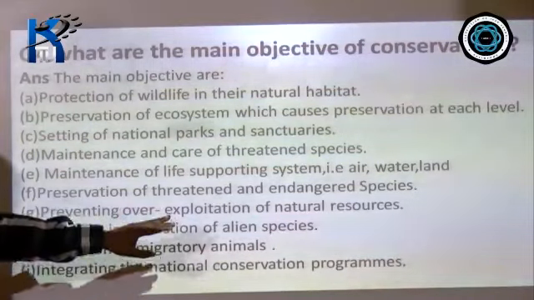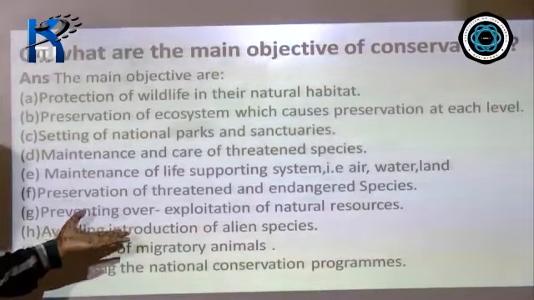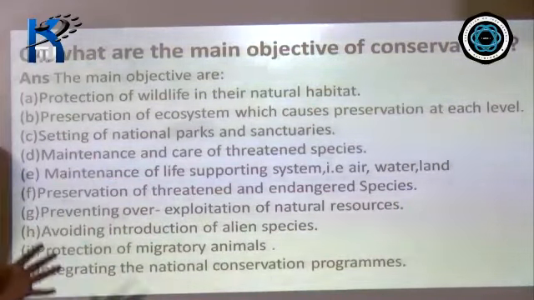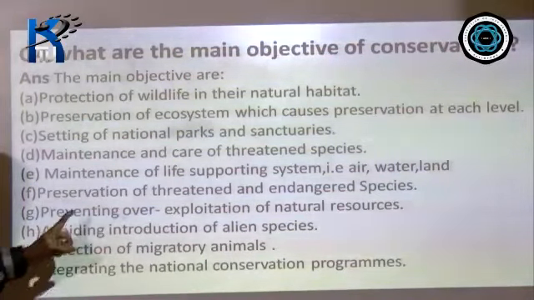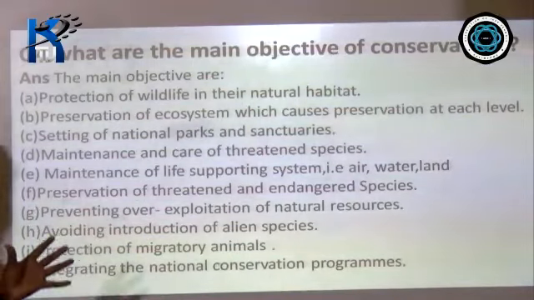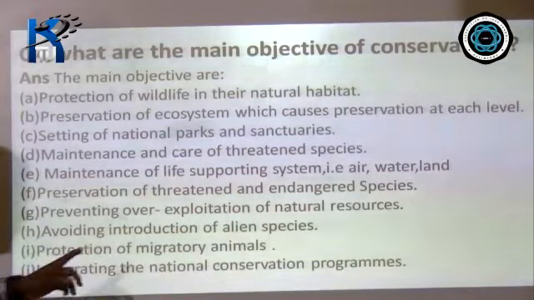Preventing over exploitation of natural resources. So here also what will happen? Over exploitation of natural resources includes each and everything. Avoiding introduction of alien species, that means you see that the original habitat is destroyed and then you are putting up a new species, okay, that you call it as what?